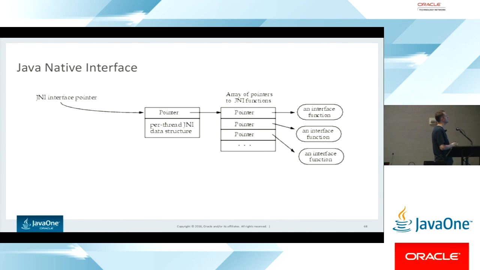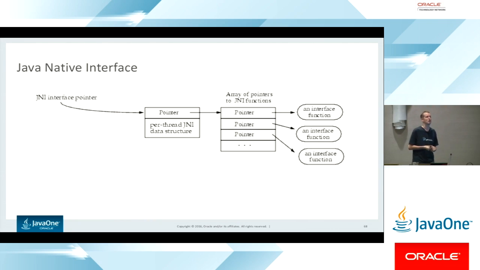Just to do a brief review of what JNI looks like, if I were to summarize JNI in three slides, which is what I'm about to do here, the most important thing is that there's an environment pointer, so to speak, and that is different for each thread, and it basically gives you access to a table of pointers to all of the implementations of the different JNI functions.